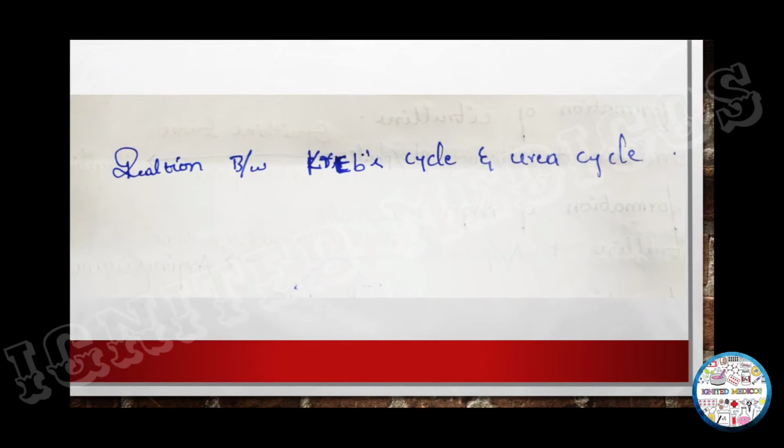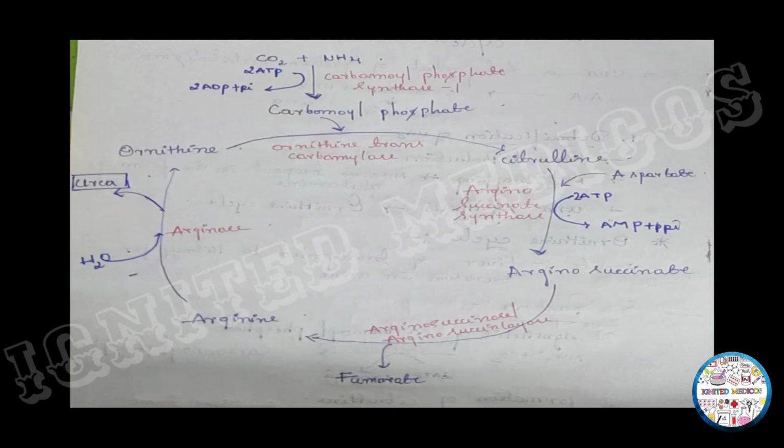Now there is some relation between the Krebs cycle and the urea cycle. So what is that relationship? The carbon dioxide and the ATPs used in the urea cycle will be obtained from the citric acid cycle. In the same way, the fumarate, which is liberated in this step, will be used in the citric acid cycle.